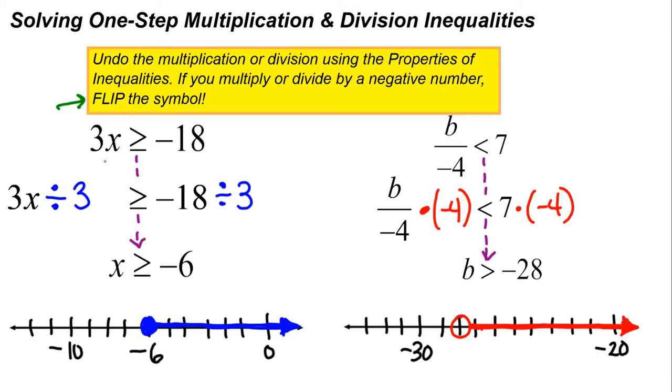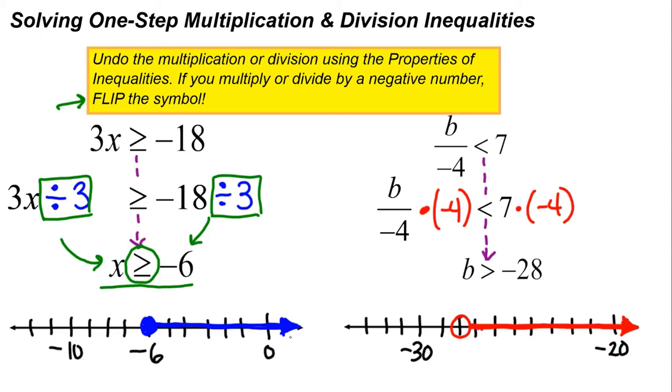So here's a couple examples. 3x is greater than or equal to negative 18. This is multiplication that I'm going to undo. So I'm going to undo that multiplying by 3 by dividing by 3. So I divide both sides of my inequality by 3, and I get x on the left-hand side, and negative 18 divided by 3 is negative 6. And notice I did not flip. That was a keep because I divided both sides by a positive number. So I'm going to keep the inequality the same. So here's my solution. X is greater than or equal to negative 6.